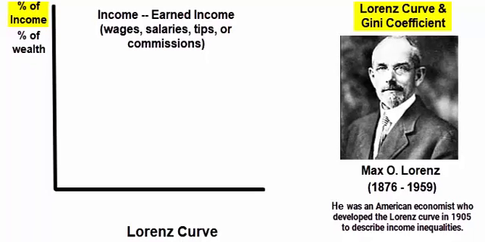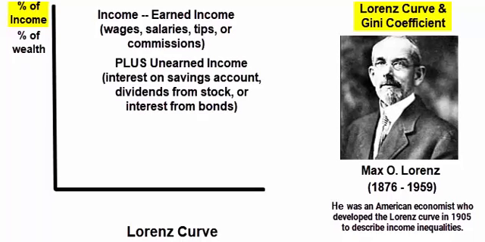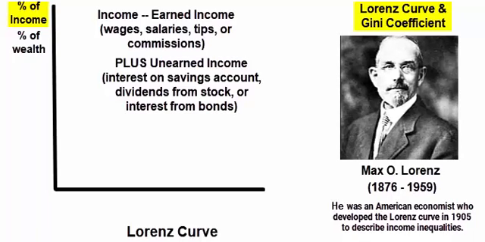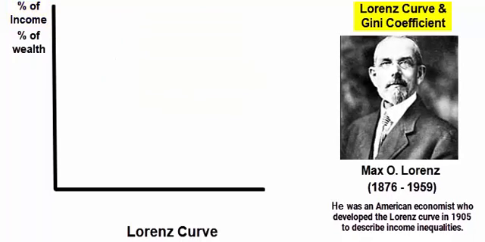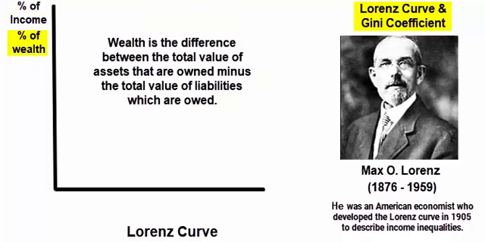Income is received through earned income such as wages, salaries, tips, or commissions, plus unearned income such as interest on the savings account, dividends from stock, or interest from bonds. Wealth, though, is the difference between the total value of assets that are owned minus the total value of liabilities which are owed.